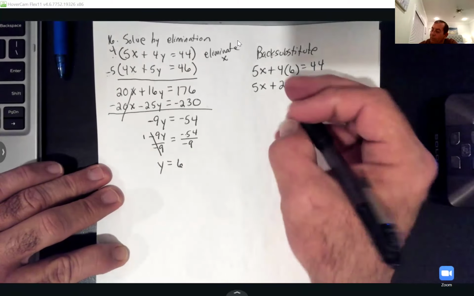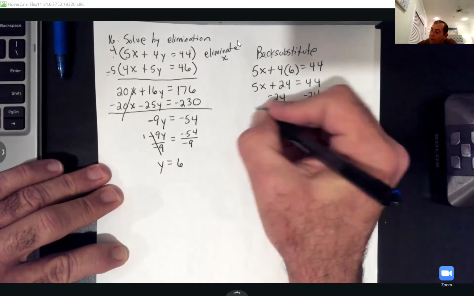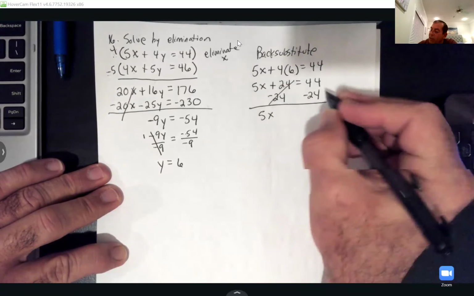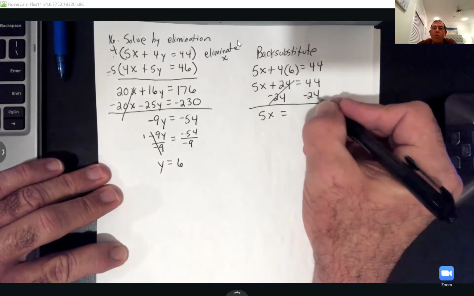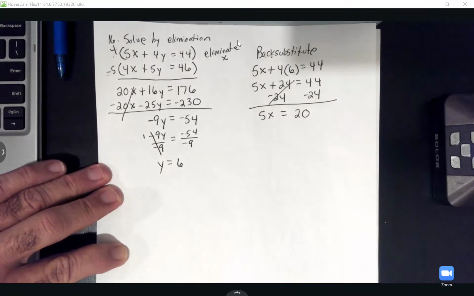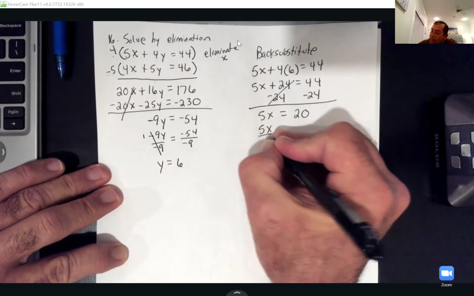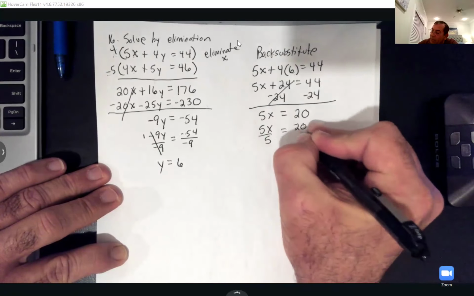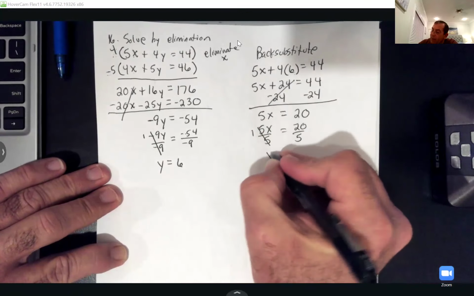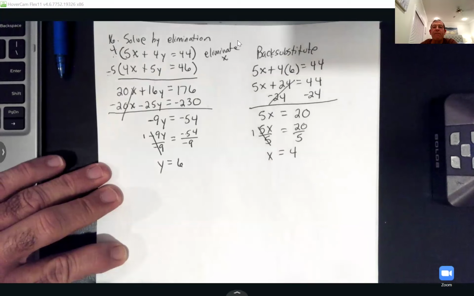So subtract 24. So let's see, I get my 5x. 24 is cancel. 44 minus 24 leaves us 20. And y'all, that's it. We'll divide by 5. So 5 divided by 5, there's my 1x. And x will now equal, what, a positive 4.